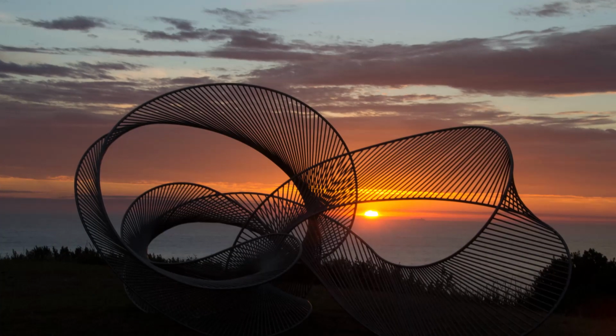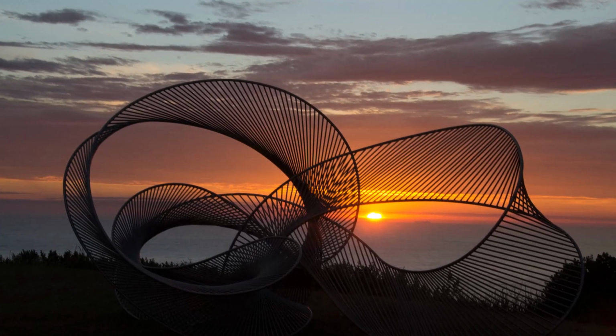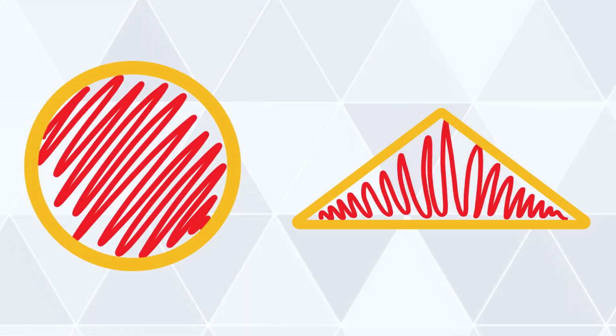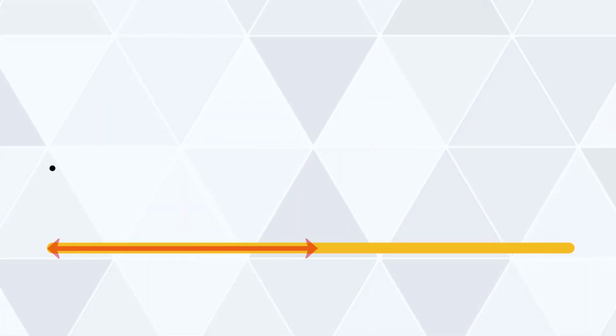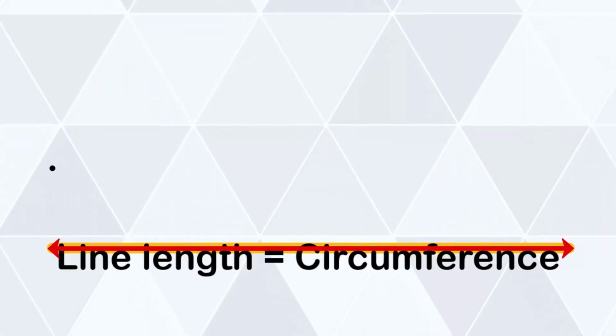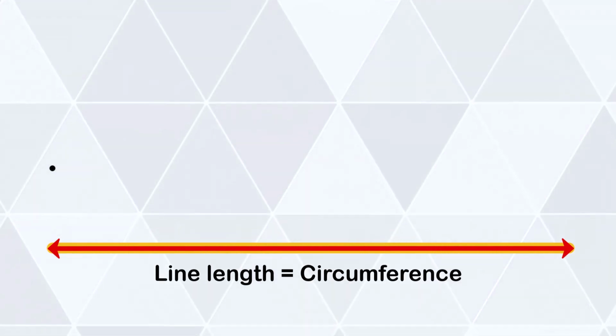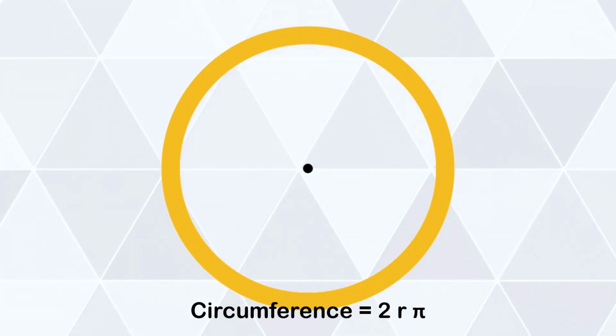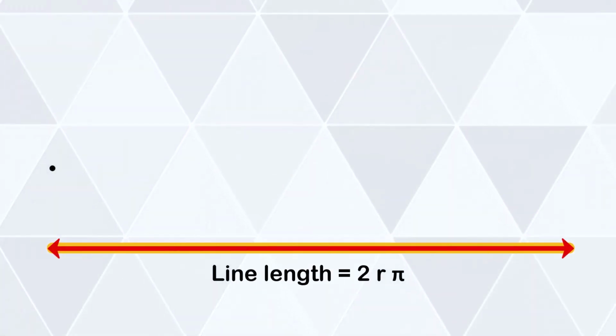To explore how we can use indivisibles to find the area of a circle, consider a circle that could unravel. Notice how the circumference of the circle unravels to the same length as the red line. Since the circumference of a circle always equals twice the radius multiplied by pi, the length of the red line must also equal the same.